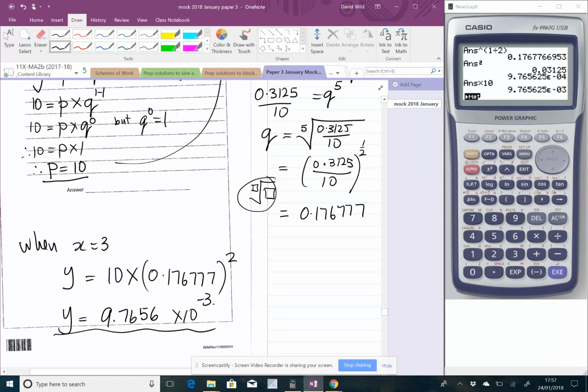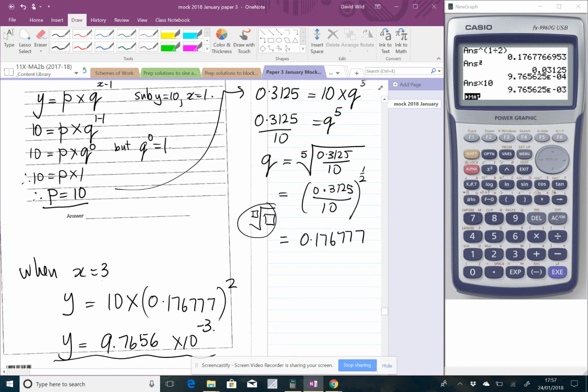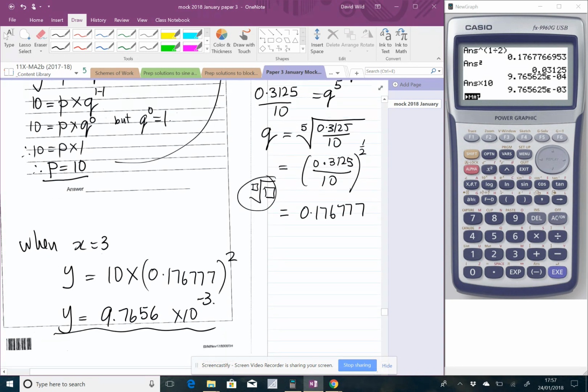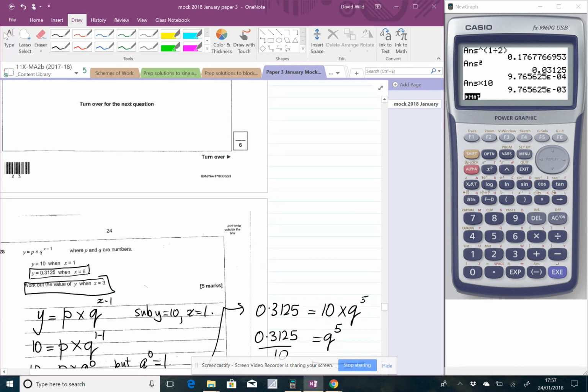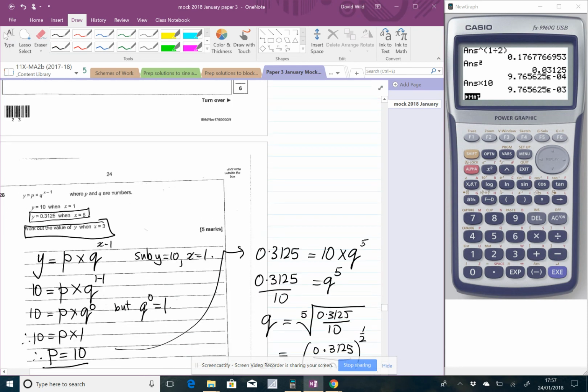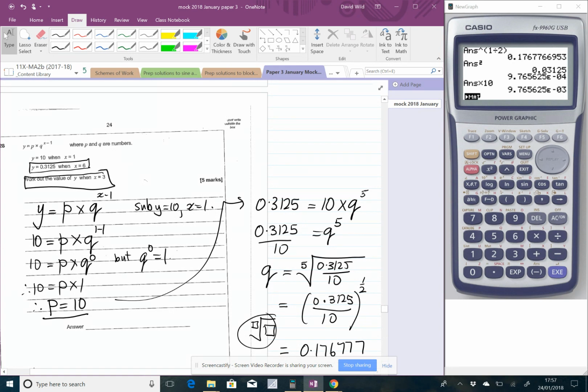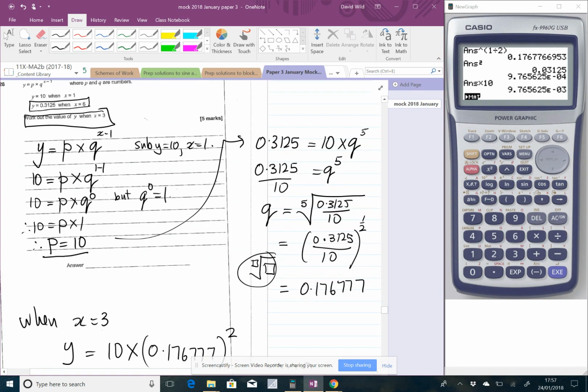And of course you could move the decimal point and have it as a decimal value if you wanted to. Obviously what it would be 9.7656. I'd need to move the decimal point 3 times. 1, 2, 3. So we get 0.00097656. Okay.